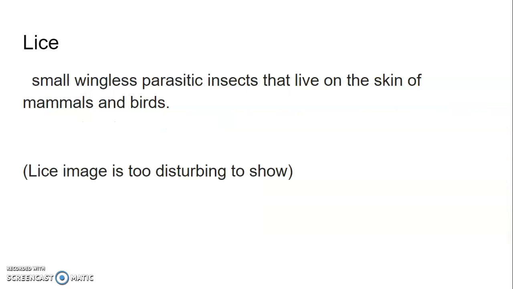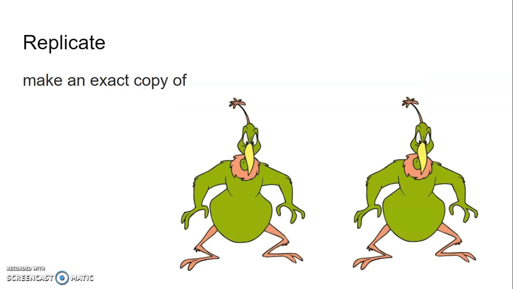Lice, small wingless parasitic insects that live on the hair of mammals and birds, and the image is horribly disturbing. Replicate, make an exact copy of. So as you can see, these two chickens are exactly the same.